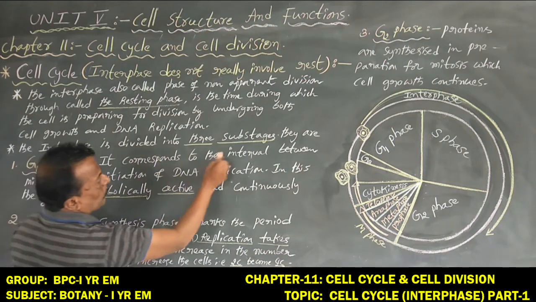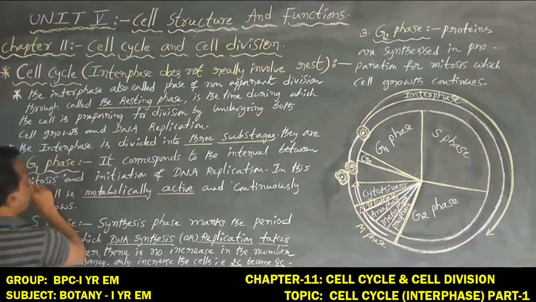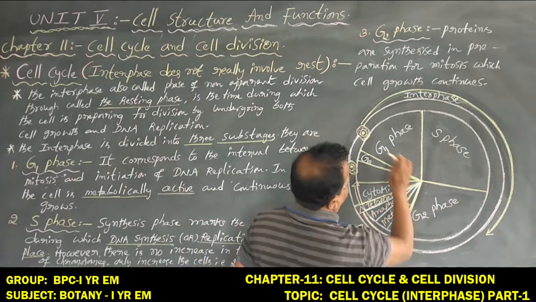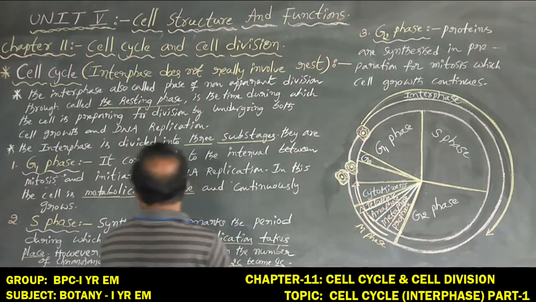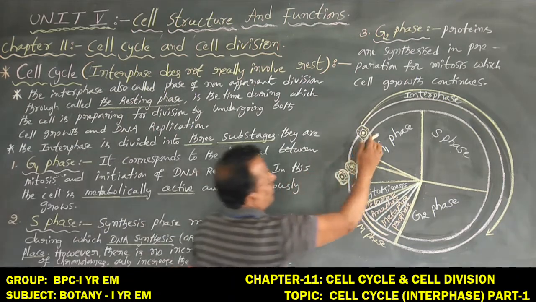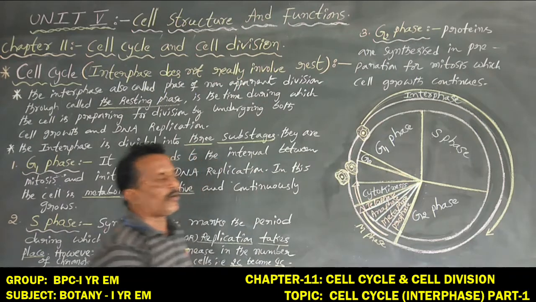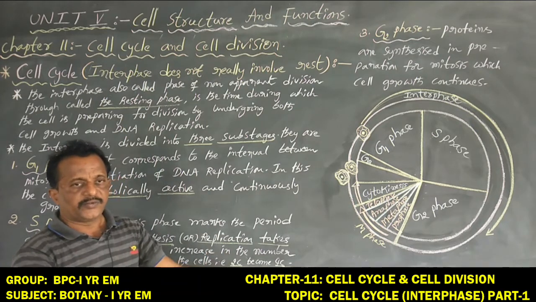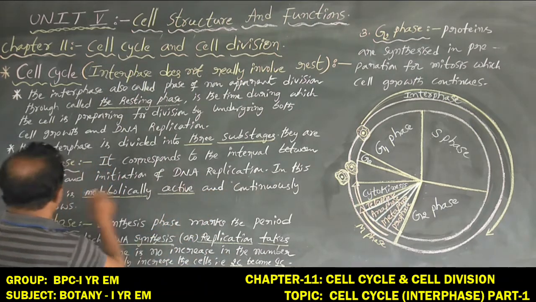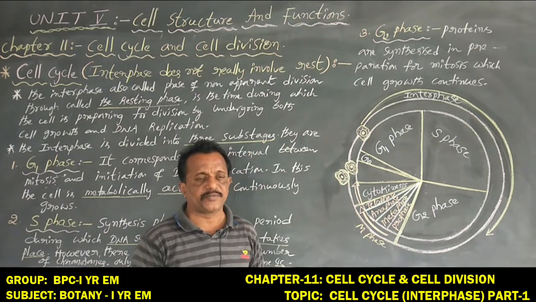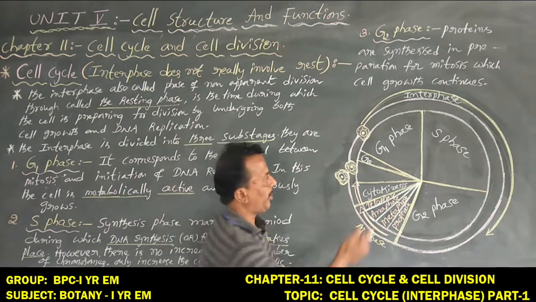It corresponds to the interval between the M phase, that is mitosis, and the initiation of DNA replication. In the G1 phase, the cell is metabolically active and continuously grows. So in this G1 phase, cells are metabolically active and continuously grow.